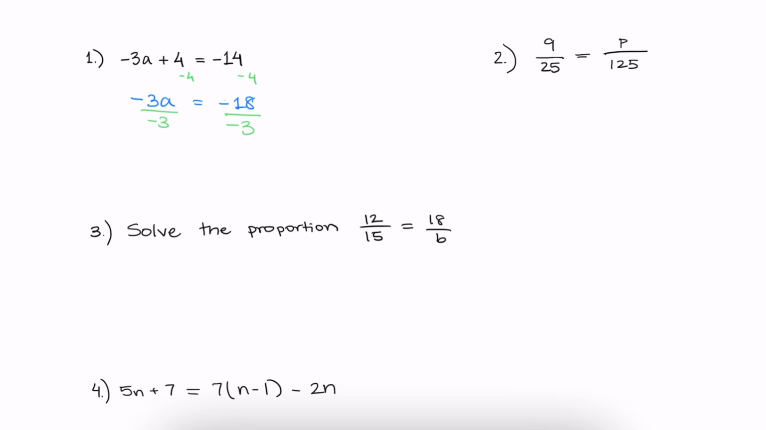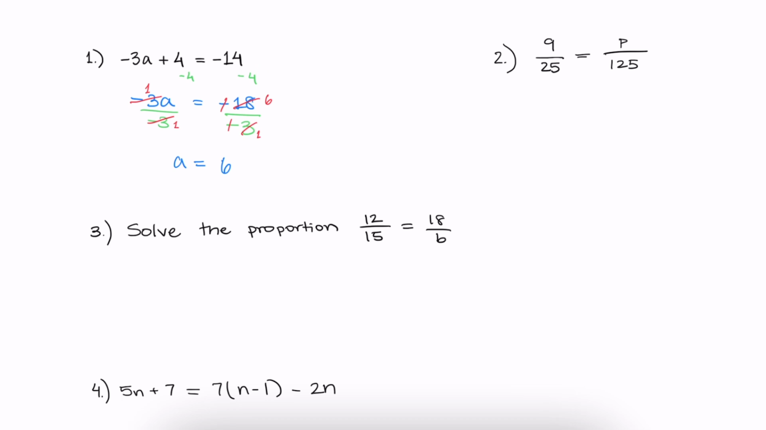These negatives can cancel out. These negative 3's can cancel out. The 18 becomes 6. This becomes 1, 1, 1. So we get a equals 6.